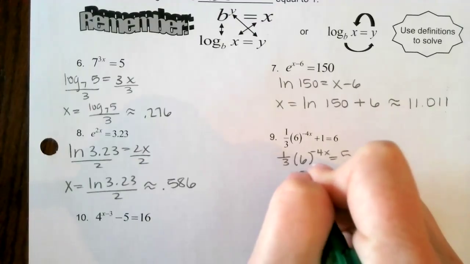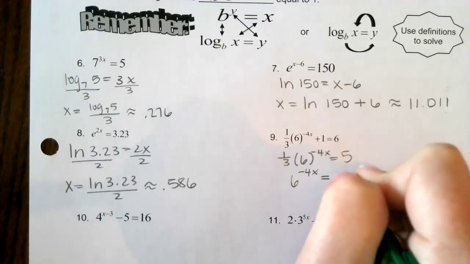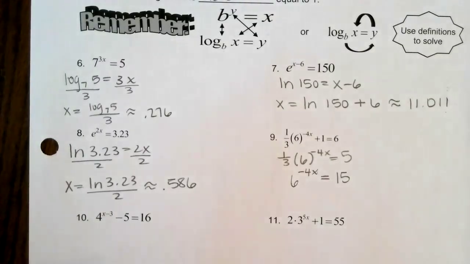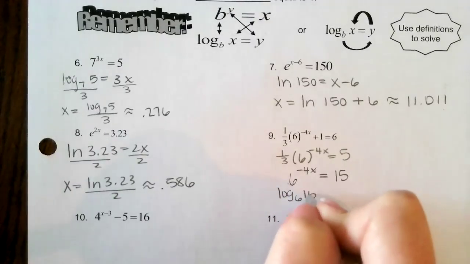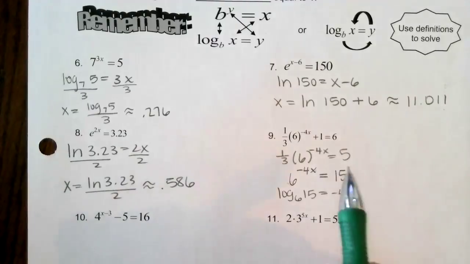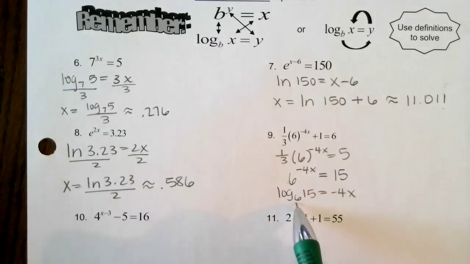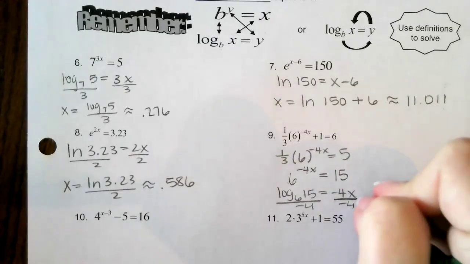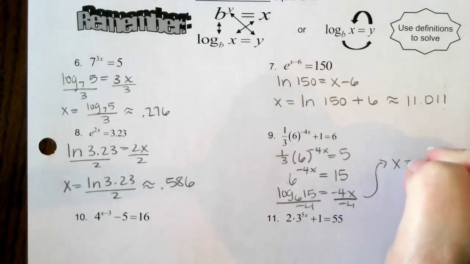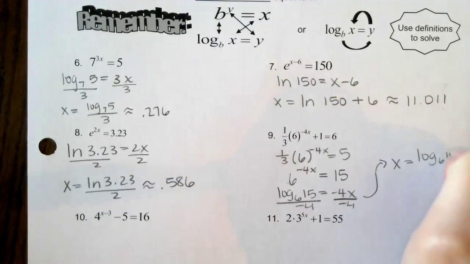And so now I'm left with 6 to the negative 4x is equal to 15. This is where you can apply that definition. Do not try and apply it before then. You have to have the exponential by itself. So we get the log base 6 of 15 is equal to negative 4x. I applied the definition, the base on the exponential and the base on the log, and then these switch. And then my last step is to divide by negative 4. So I ran out of space, so I'm going to come over here. So x is equal to log base 6 of 15 over negative 4.